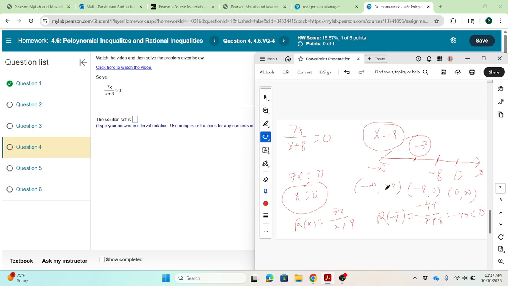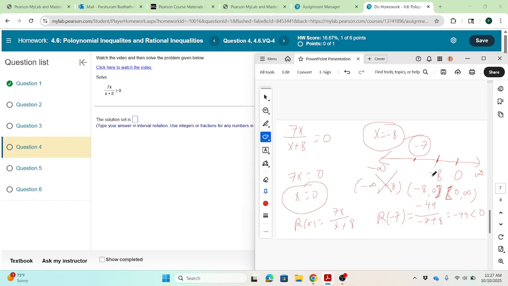On this interval the function is negative, so this is not part of the solution. We have to include 0, so you use the bracket wherever you see the 0, because here the inequality sign has greater than and equal, so whenever you see the equality you put the bracket at zeros. So we checked the first interval, it failed. Now we're going to check the second interval.